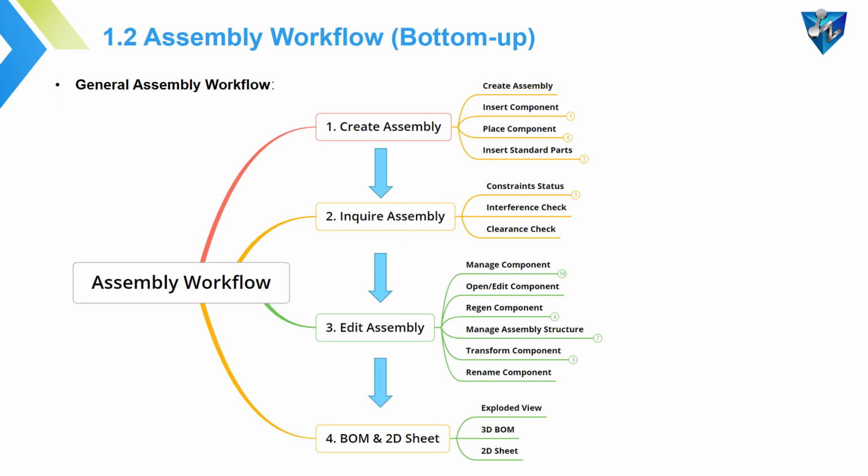And for bottom-up design, here you can see a general workflow. The first one is create assembly. Step 2 is inquire assembly. Step 3, edit assembly. The last step is BOM and 2D sheet. And as you can see, for each step, there will be some subtopics inside. We will cover them in the later pages.